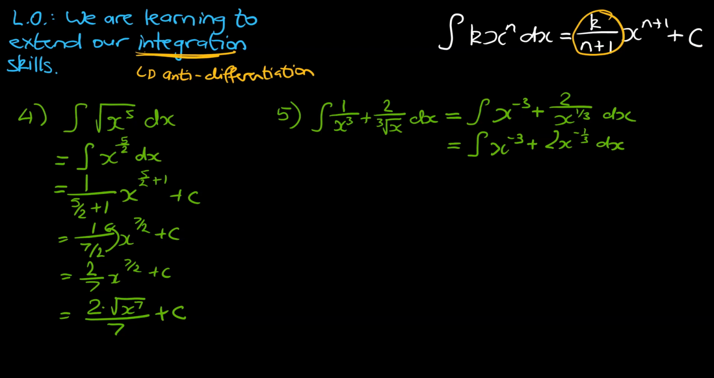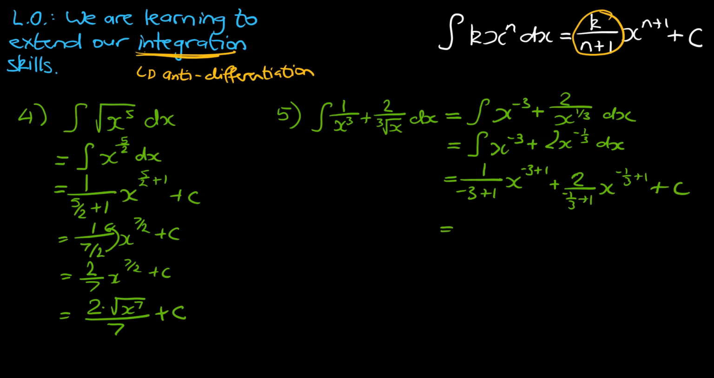So I've now got them both in polynomial form. They're not at the bottom. They're not in their square roots. We can now go through and integrate. So x to the negative 3, well, that's going to be 1 divided by negative 3 plus 1 times x to the negative 3 plus 1. And then we're going to add that. So it's going to be 2 divided by negative 1/3 plus 1 times x to the power of negative 1/3 plus 1. We don't need the dx there actually. That's going to be plus c.